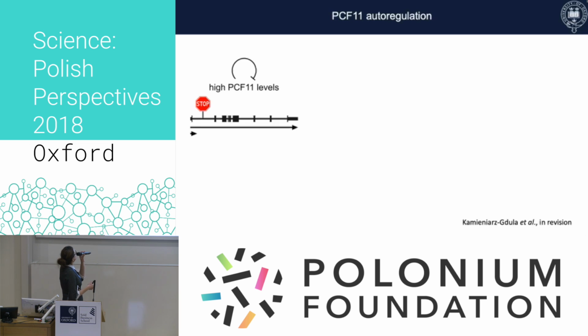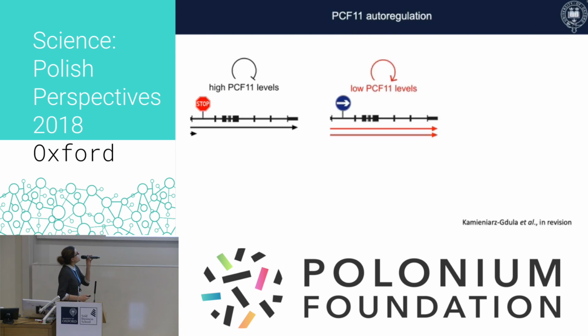So what my experiments have shown is that when the levels of PCF11 are high, these genes get prematurely stopped. The reading of the gene gets prematurely stopped, and this leads to lowering the level of this factor. But when the levels of PCF11 are low, the reading goes throughout the whole transcription unit.